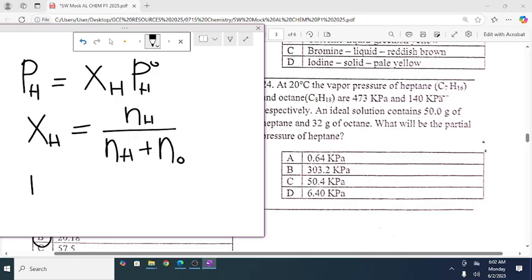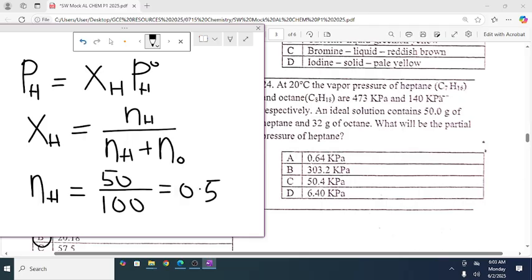Okay, now what is the number of moles of heptane? It should be given by the given mass, which is 50 divided by the molar mass. What is the molar mass of heptane? It is C7H16. So let's calculate: 7 times 12 plus 16 times 1, you get 100. That's the molar mass. So you're going to get 0.5 moles.